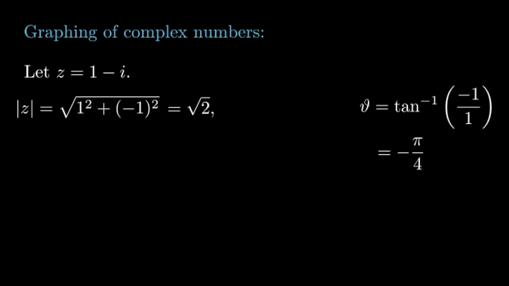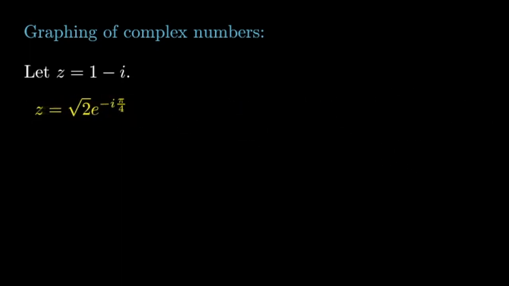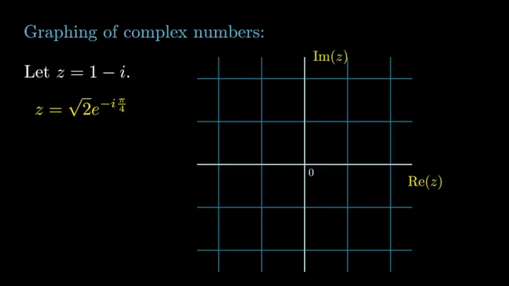So the inverse tan of minus 1 is just going to be minus pi on 4. And so the polar form of the complex number is just root 2 times e to the minus i pi on 4. So now visualizing this on an Argand diagram of the complex plane.